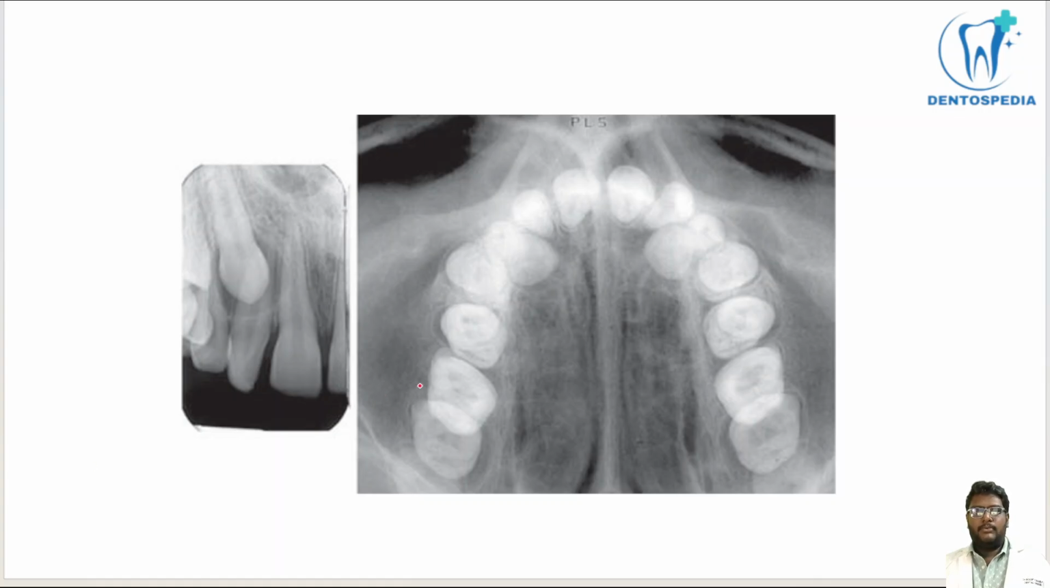This is another example of impacted canines. You can see in the IOPA the canine is impacted, but we don't get all the information because it is mainly giving the mesiodistal position. By taking an occlusal radiograph, we can get the buccolingual position of the impacted canine. By using these two radiographs, in our minds we can imagine the position of the canine three-dimensionally. This is all about the right angle technique.